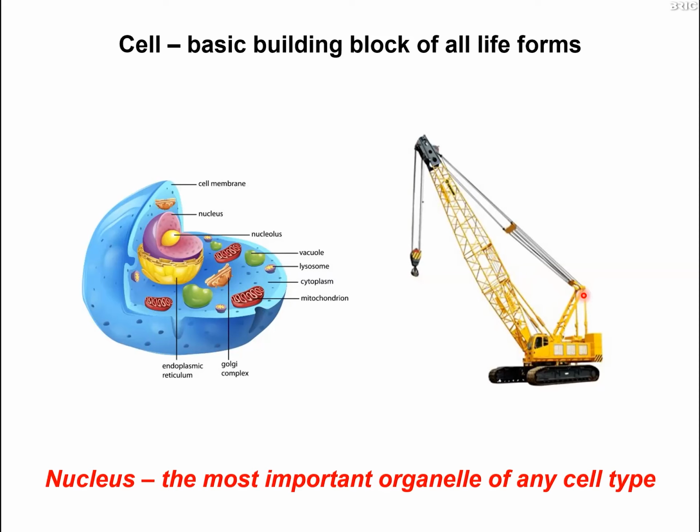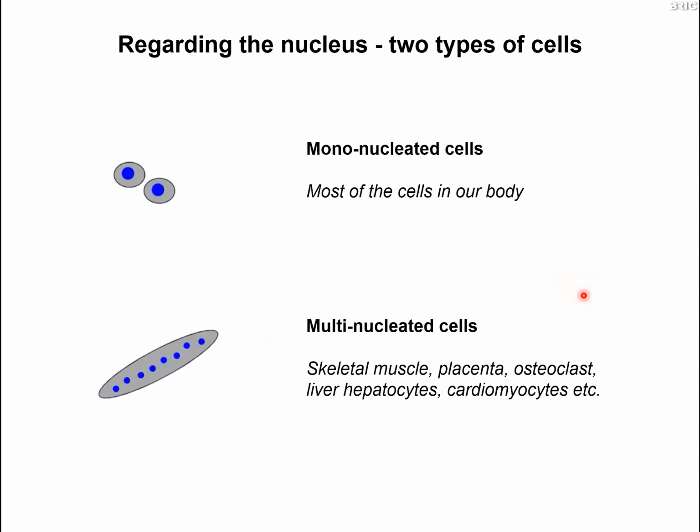Now, when you look at the cells in a nucleocentric manner, you can roughly classify 4 types of cells into 2 categories. The first category is mononuclear cells, which have 1 nucleus in 1 cytoplasm. And this is the case for most of the cells in our body. The second category is multinuclear cells that have 2 or more nuclei in 1 shared cytoplasm. And in our body, there are a few types of cells that have this kind of architecture, such as skeletal muscle cells, placenta cells, and liver hepatocytes, as well as heart cardiomyocytes.